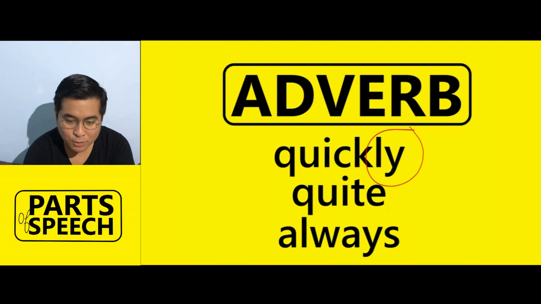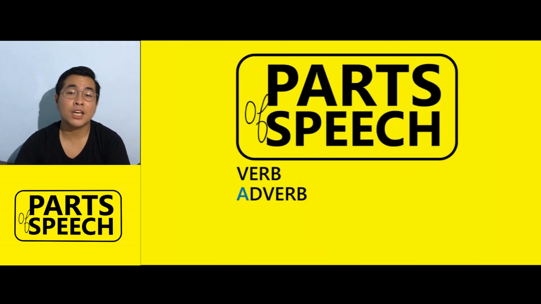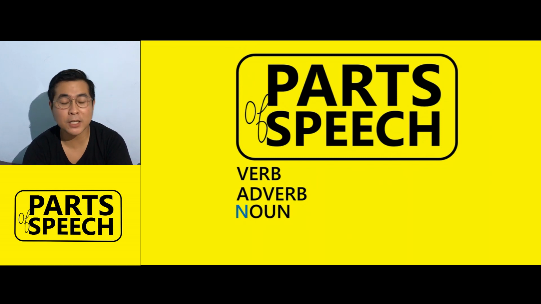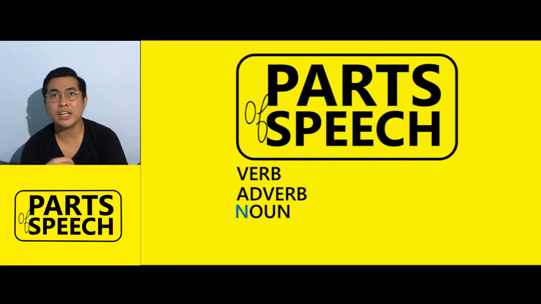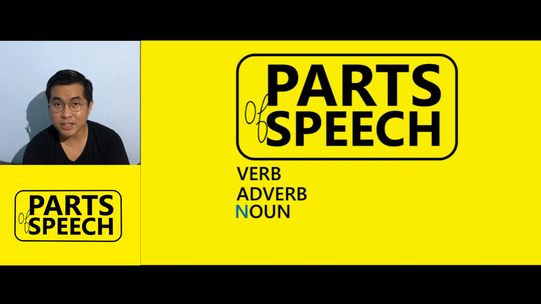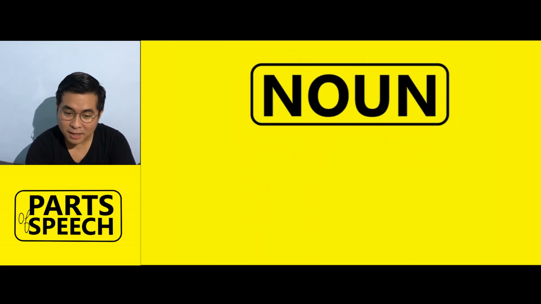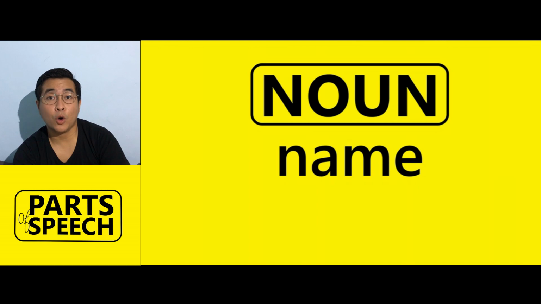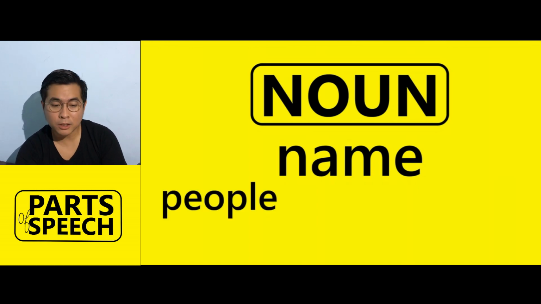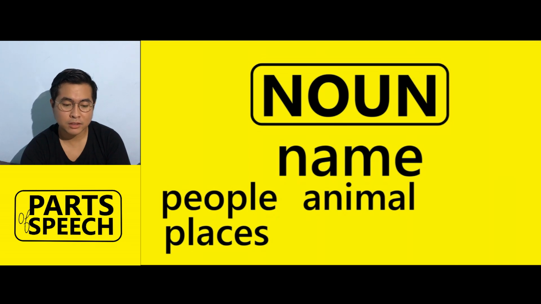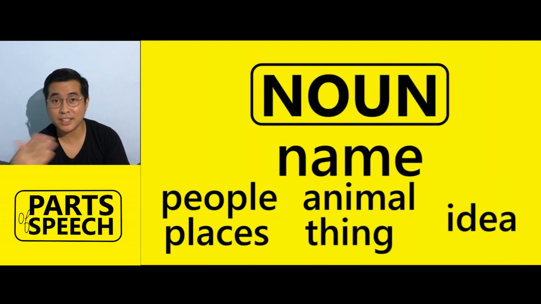Now, let's proceed with the next one, the noun. I think this one is the most basic because I think in elementary or in lower years, this is usually the first part of speech that is being introduced. Okay, that is your noun, that names people, places, animal, thing, or idea.